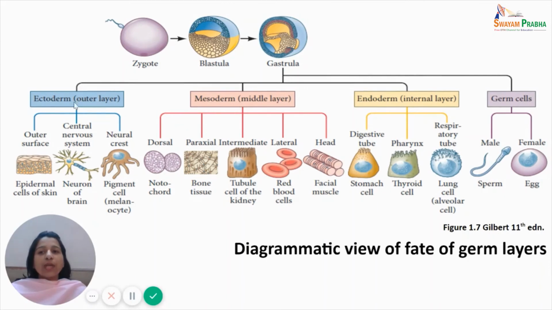The ectoderm, or the outer layer, will form the outer surface, which will form the epidermal cells of the skin, the central nervous system, also known as the neural tube, and the neural crest. The mesoderm is further divided into 5 parts: the dorsal, paraxial, intermediate, lateral, and head. The endoderm forms the digestive tube, pharynx, and respiratory system, while the germ cells are differentiated early in the development, so they form altogether differently. So one by one, we will discuss the fate of the three germ layers here.